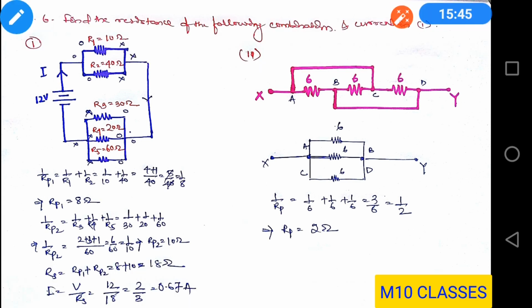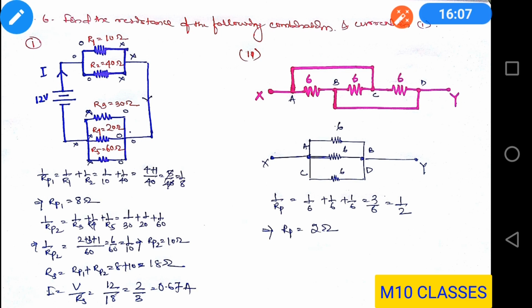Now for bit number 2, just look at this circuit carefully, and whatever I am saying, you have to concentrate on this. See here, 3 resistors are there, AB, BC and CD, but there is a connection between A to C and B to D.